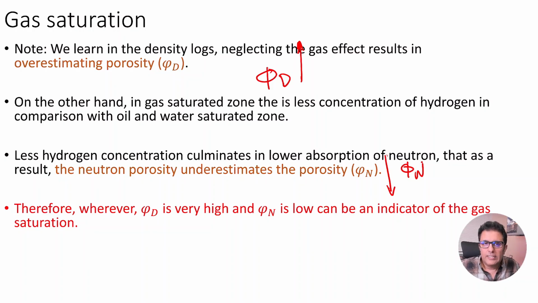Okay, so if we are collecting the data and if we look at our data, something that is interesting here, in gas saturated zones, we're going to end up with a very large overestimation of phi d and a very large underestimation of phi n. And indeed, this is something that we can use in order to identify gas saturated zones. But before talking about how we identify gas saturated zones, let me explain why in gas saturated zones phi n will be underestimated.